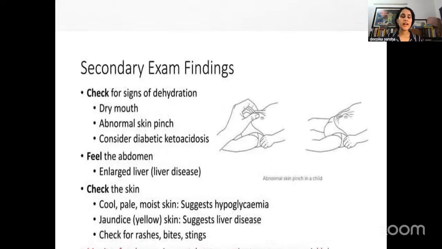Check for signs of dehydration: dry mouth, flaky skin, abnormal skin pinch. Then consider diabetic ketoacidosis. Ask the bystanders or family members whether there was a history of diabetes, or the patient, if the patient can help. Feel the abdomen for an enlarged liver, which is suggestive of liver disease in the initial phase; a shrunken liver won't be palpable. Check the skin: cool, pale, or moist skin suggests hypoglycemia. Jaundice can suggest liver disease. Check for any rash, bite, or sting mark, which suggests inflammation.